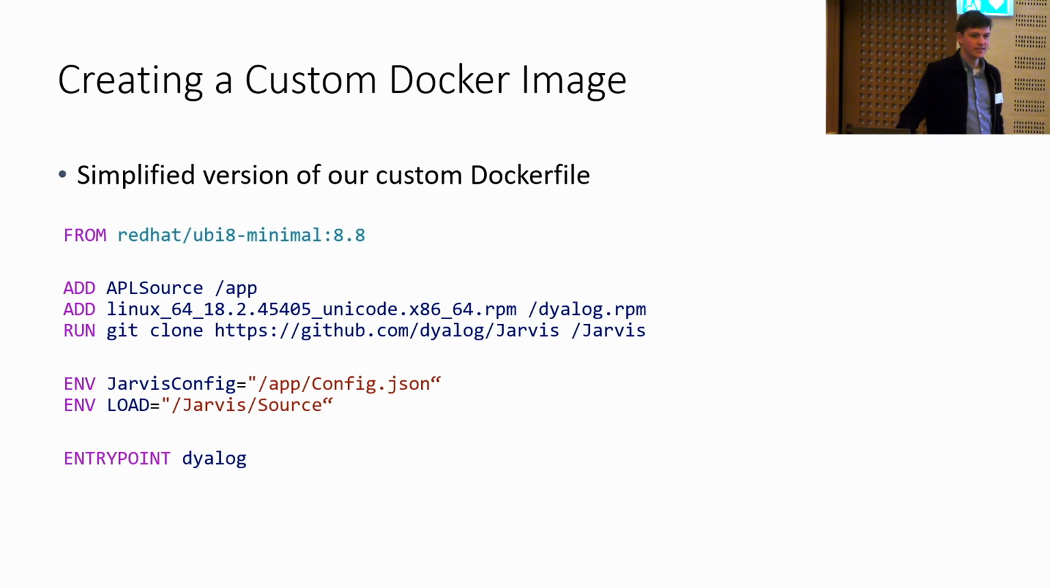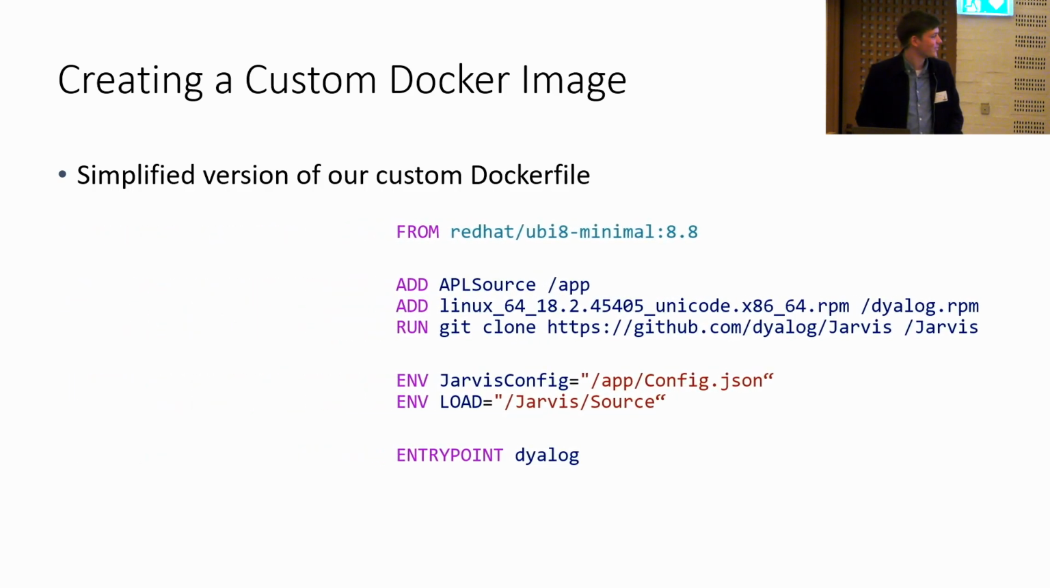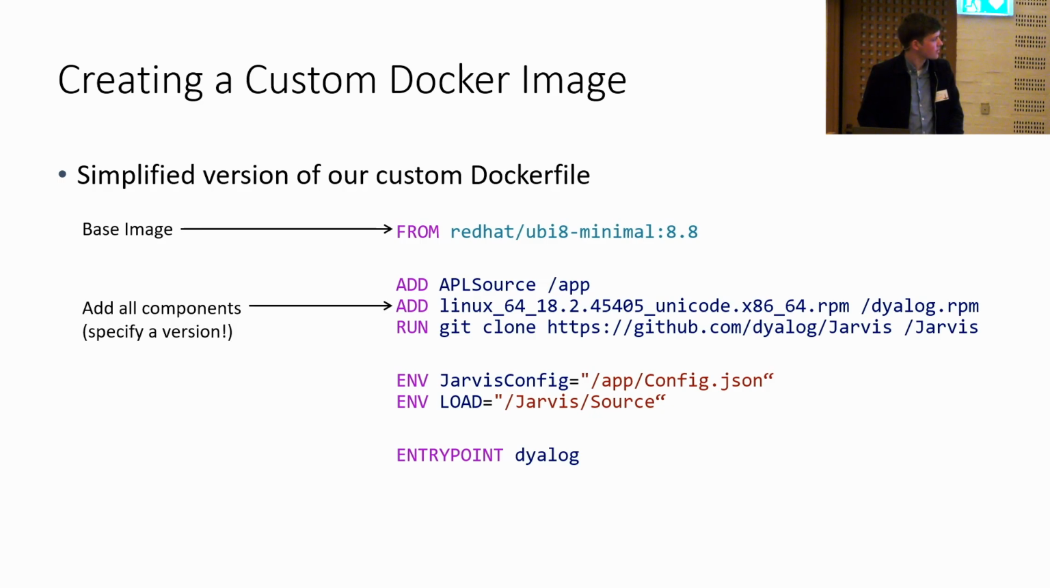A Docker file basically specifies the building instructions for your custom image. This is, of course, a simplified version of it, but I don't think I've left any major steps out. I just removed a lot of the noise going on. So at the top, you'll see the base image. We use a minimal installation of Red Hat Enterprise Linux. Then we add a lot of the components.